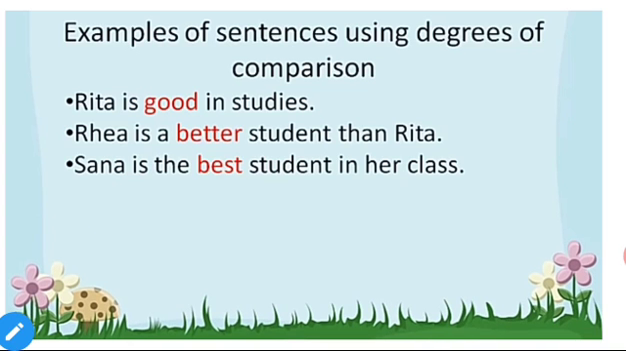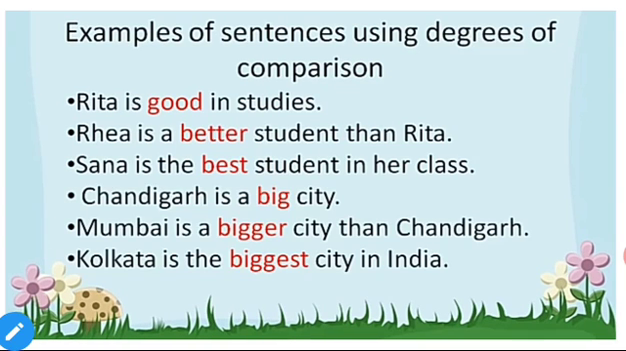And then next, examples of sentences using degrees of comparison. Rita is good in studies. Ray is a better student than Rita. Sana is the best student in her class. And then next, Chandigarh is a big city. Mumbai is a bigger city than Chandigarh. Kolkata is the biggest city in India.